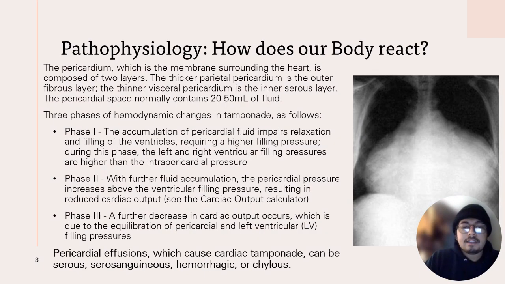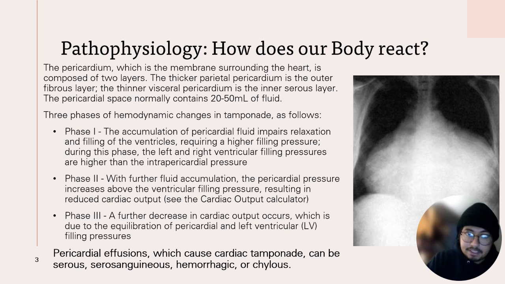Just to dive in and explain a little bit about it, the pericardium, which is the membrane surrounding the heart, is composed of two layers. The thicker parietal pericardium is the outer fibrous layer, and the thinner visceral pericardium is the inner serous layer. The pericardial space normally contains 20 to 50 milliliters of fluid.